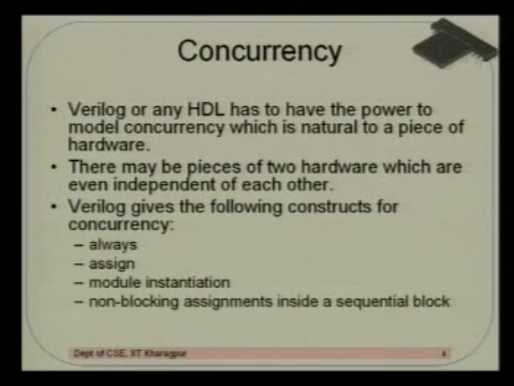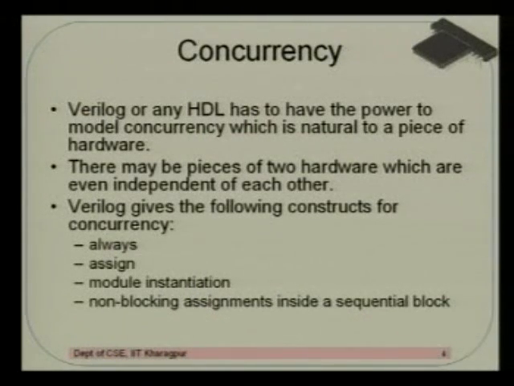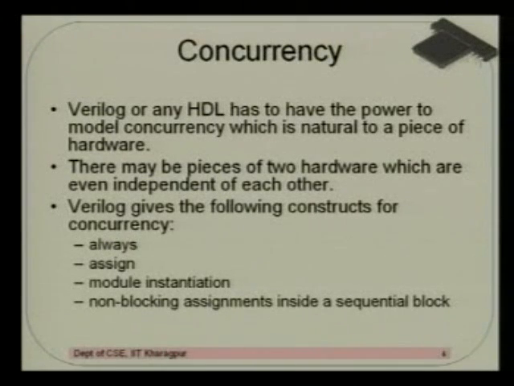As opposed to that, in the language C, for example, what we have seen is a sequential way of executing. The first line is executed, then the second line, and so on, right? So in Verilog or any other HDL, there is a power to model concurrency, which is very natural to a piece of hardware. So you require constructs which would be able to express concurrency. There may be two pieces of hardware which are independent of each other, or they may be dependent on each other, but you have to have a mechanism of expressing parallelism in your hardware. So Verilog gives you the following constructs to support concurrency: always blocks, assign statements, module instantiations, and non-blocking assignments inside a sequential block. I will slowly, one by one, express these, but let's go step by step.